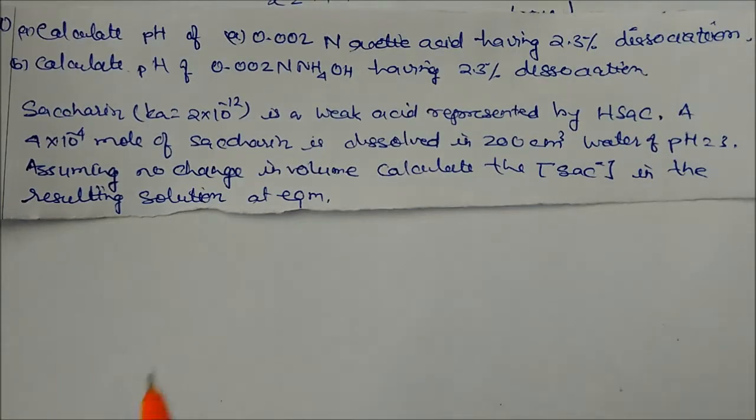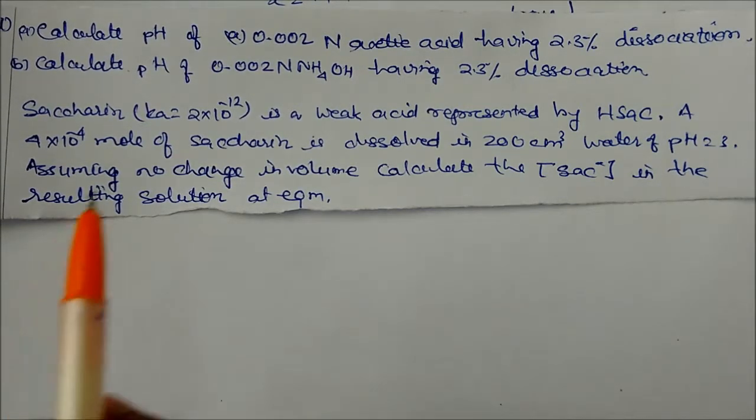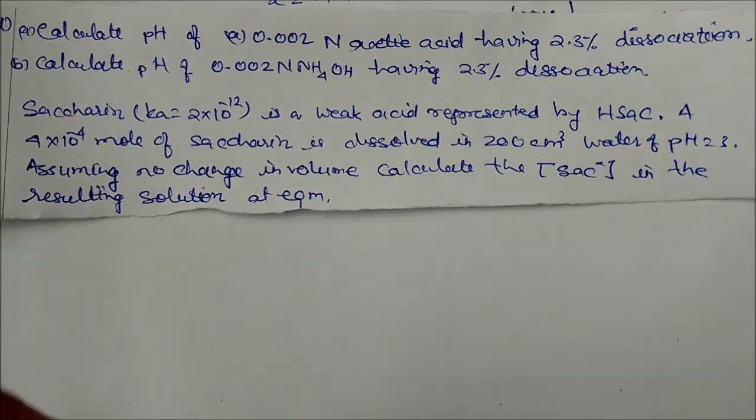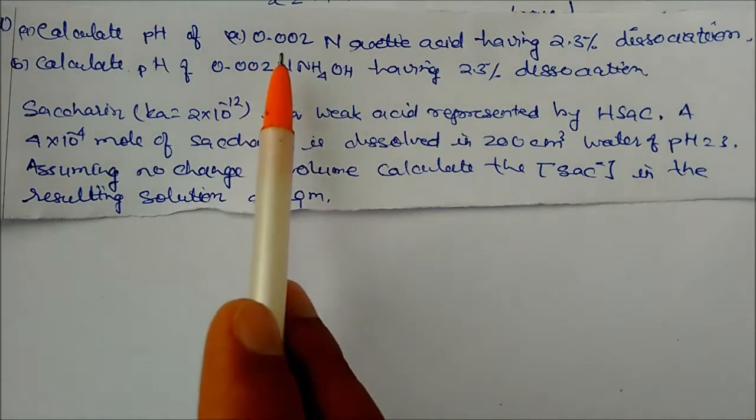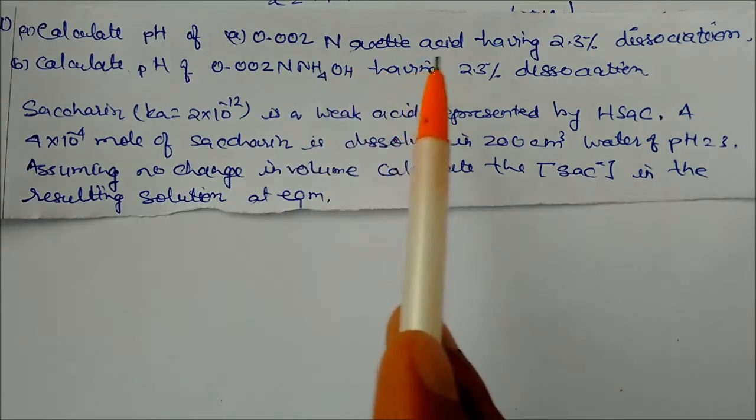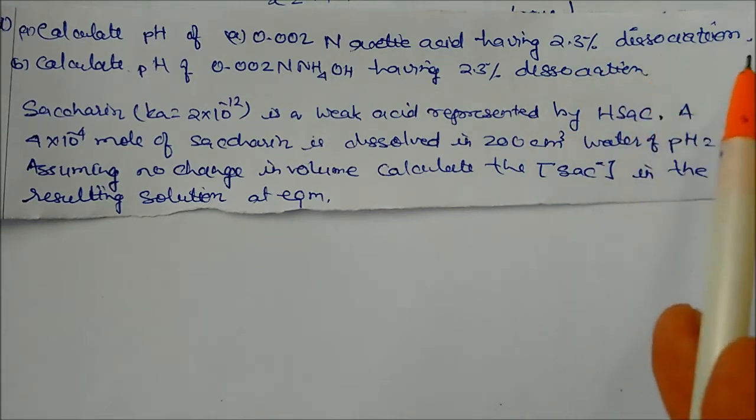Some problems based on the pH of the weak acid. We'll see different cases of the pH of the weak acid and how to find it out. So let us see the first problem. Calculate the pH of 0.002 normality acetic acid having 2.3% dissociation.